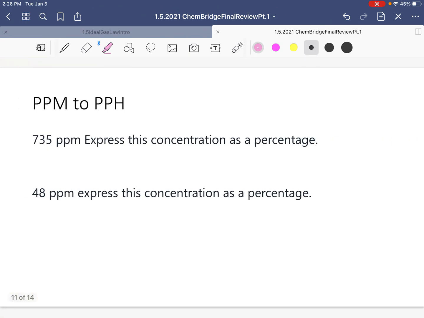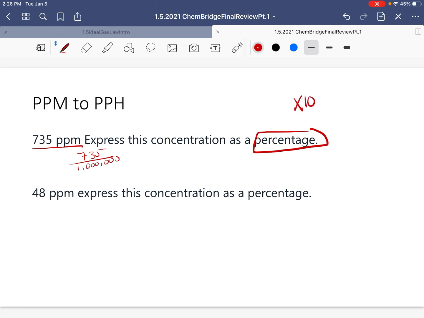Moving on, parts per million to parts per hundred. This one is pretty easy mathematic-wise. We have 735 parts per million, so this tells me I have 735 over 1 million. And they want me to express this as a percentage. Whenever we go to a percentage, we multiply times 100. So 0.01 times 100 would give me 1%, right?